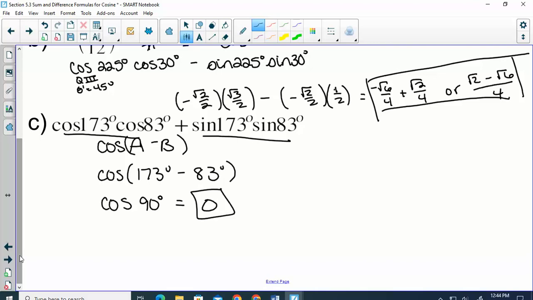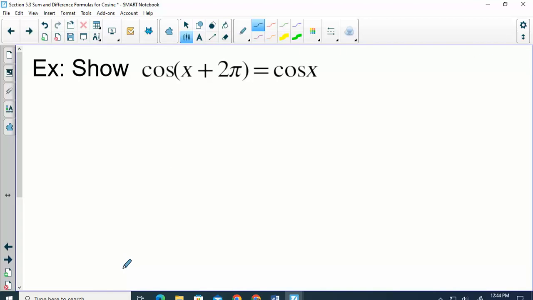Let's try a proof. Which side would you box in? The right. So for the left, what would we have to do? It's just 360.